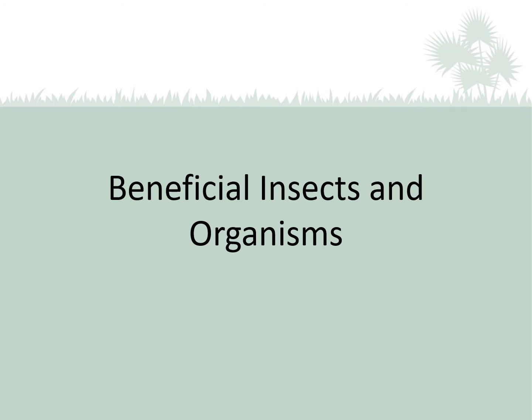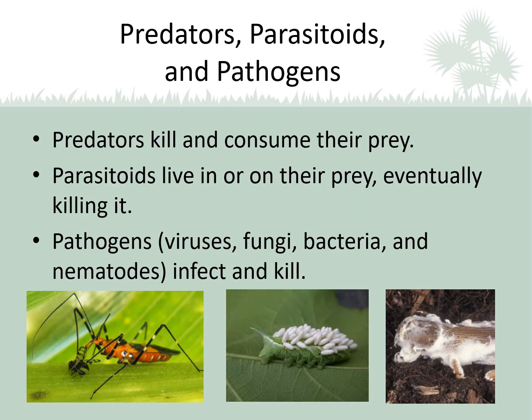Now we're going to move on to the beneficial organisms and beneficial insects, which there are plenty of. Remember, only about 1% of insects are considered detrimental or economically damaging to humans. So 99% of insects really don't have a role in hurting us, and a large percentage of them really do help to keep that 1% under control.